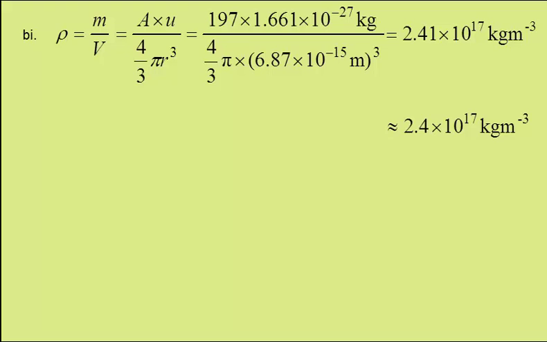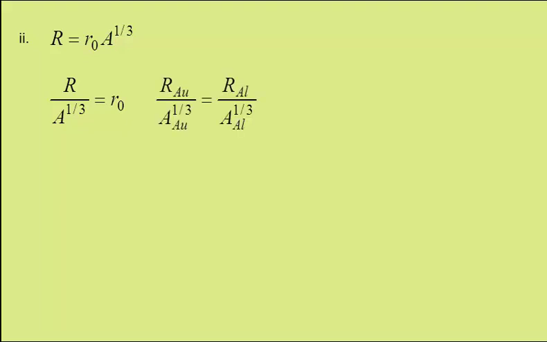In part 2, using data from part B1, we need to find the radius of an aluminium 27 nucleus. Well, given that the radius is equal to the radius of one nucleon times the nucleon number to the third, we can rearrange to get the radius of one nucleon, and this is a constant. So the radius of gold over the nucleon number of gold to the third will equal the radius of aluminium over the nucleon number of aluminium to the third.